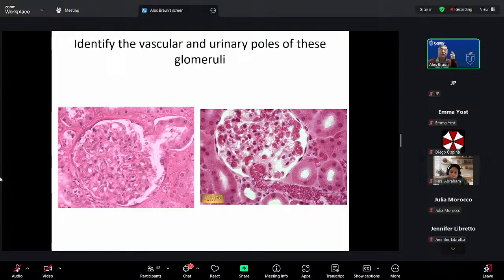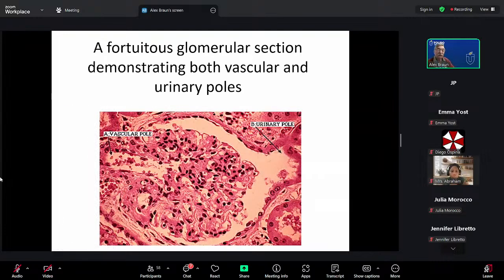In the background, I know in the cortex, the glomeruli will be surrounded by convoluted tubules. So there's a bunch of tubule transections in the background, which must be the convoluted tubules, either proximal or distal tubules. If we look at this image here, I see two poles to this glomerulus. I see a tubular pole here where I see cuboidal epithelium of the proximal convoluted tubule. I see a lumen of the proximal convoluted tubule.